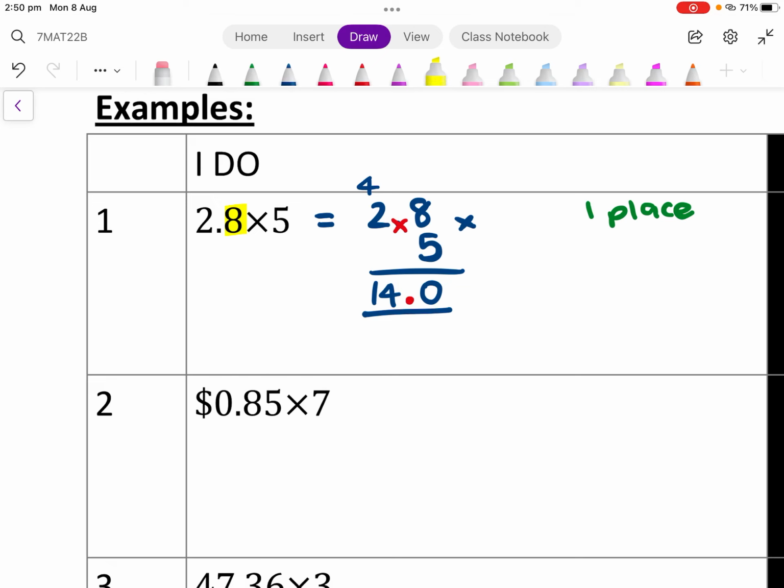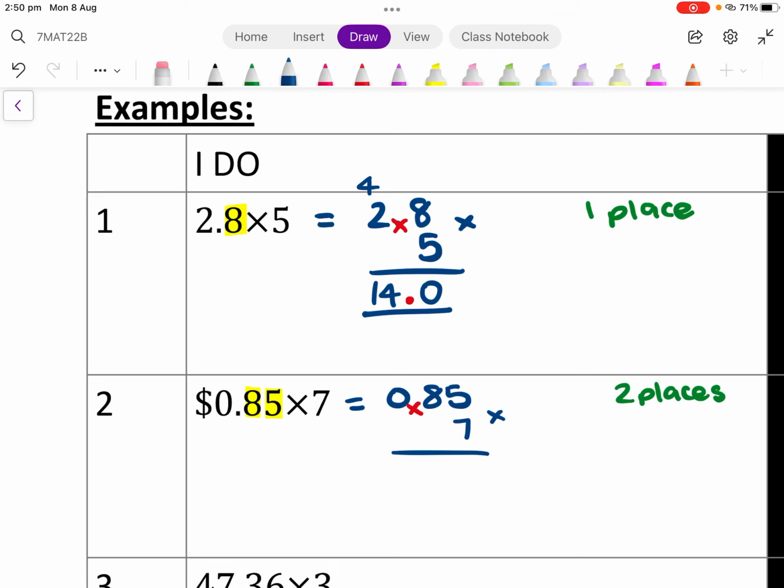Now looking at our next question, we have 85 cents or $0.85 times 7. So what we want to do is look in our question and see that we have two places after our decimal point. So because we have two places after our decimal point in our question, we want two places after our decimal point in our answer. So really just going 0.85 times 7. We're doing this as an algorithm. We're forgetting about this decimal point for the moment.